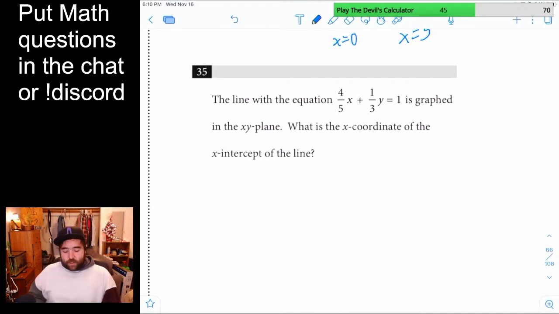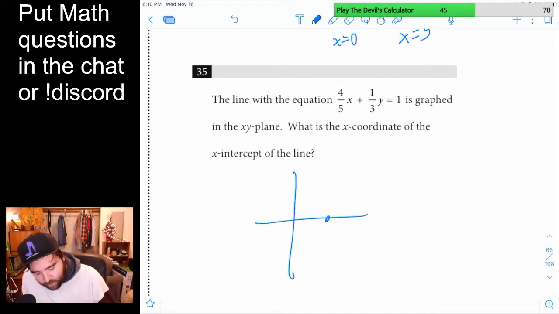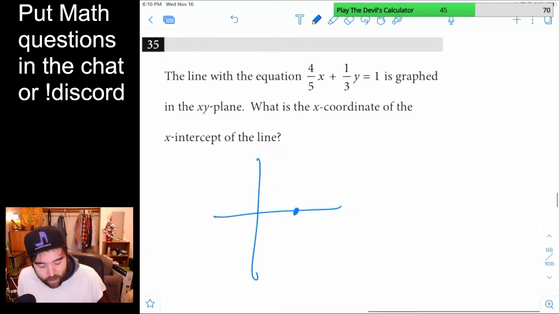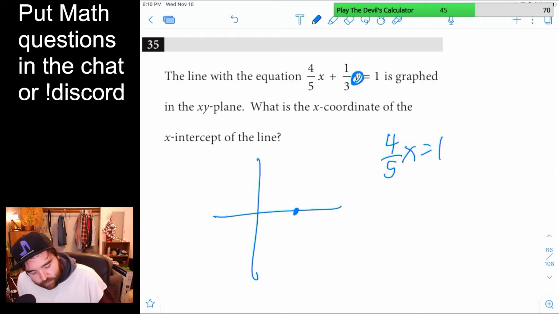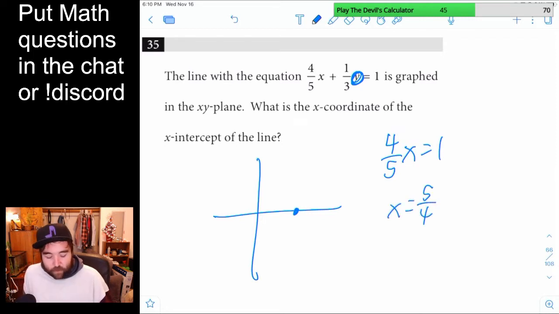All right, so that equation is graphed in the xy plane. What is the x-coordinate of the x-intercept? How do you find an x-intercept? Well, remember, x-intercept, that's like here. What's the y value? The y value of an x-intercept is always 0. So to find the x-intercept, we're just going to put 0 in for y, and get 4/5 x equals 1. So that means x equals 5/4. That's our answer.